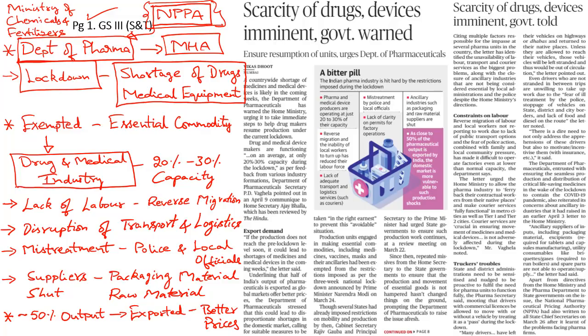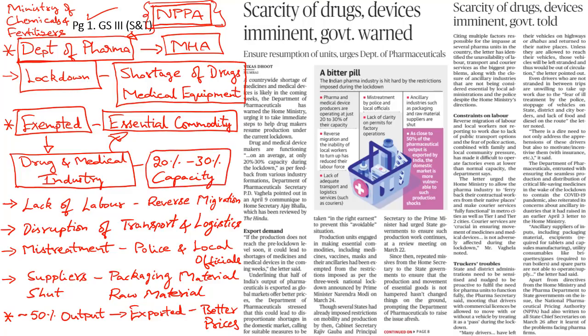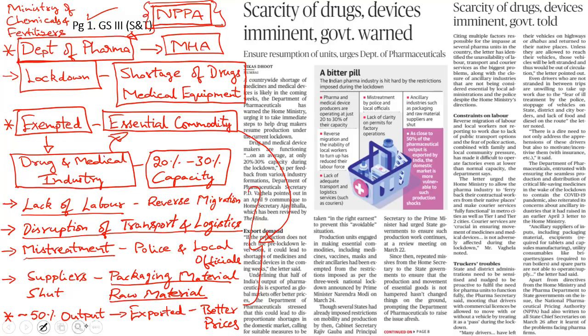See, even though drug manufacturers and the medical industry have been exempted from the lockdown as they produce essential commodities, they have been able to function only at 20 to 30% of their capacity. This is primarily because the exemption is not being reflected at the ground level. This has created a shortage of labor, disruption of transportation and logistics, mistreatment at the hands of local officials, and the non-availability of packaging material and raw material.